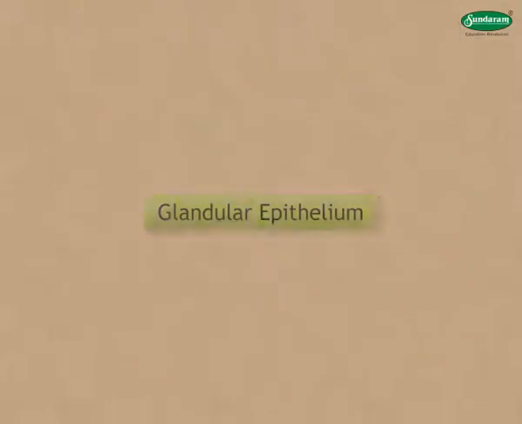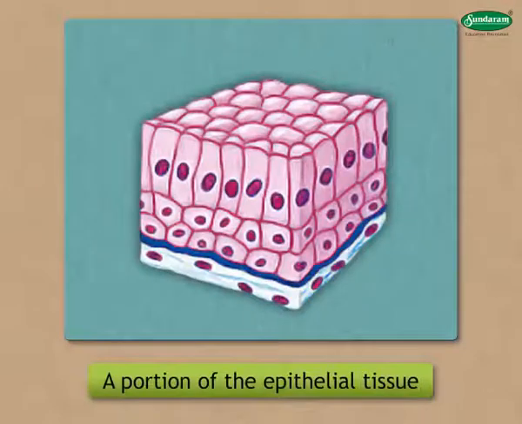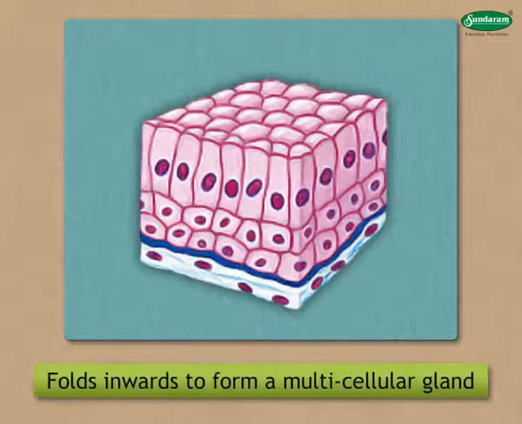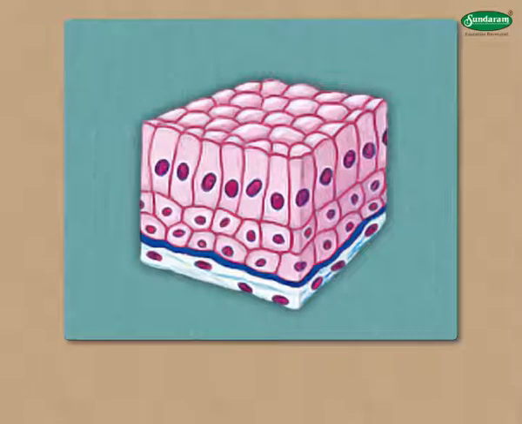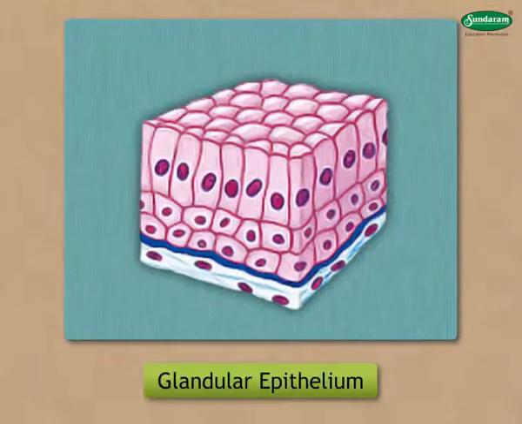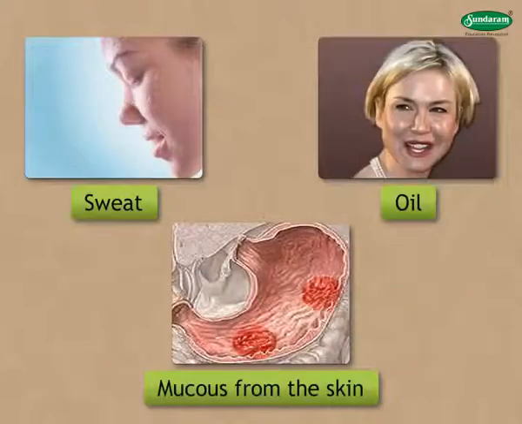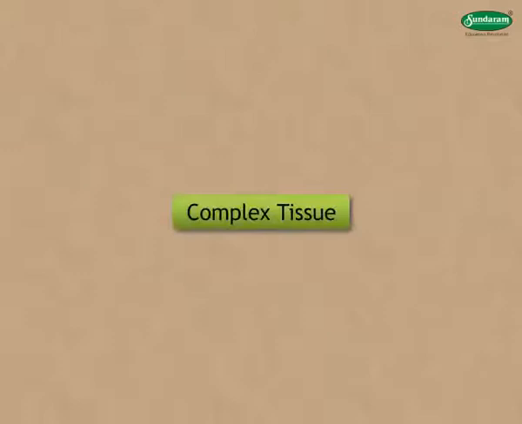6. Glandular epithelium. Sometimes a portion of the epithelial tissue folds inwards to form a multicellular gland. This structure is called glandular epithelium. It performs the function of secreting substances like sweat, oil, and mucus from the skin.